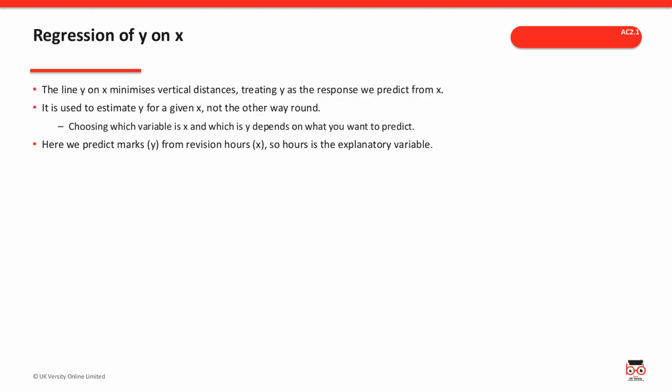One subtlety worth flagging. The line of y on x minimizes the vertical distances, treating y as the thing we're predicting from x, so it's designed to estimate y for a given x, not the other way round. Which variable you make x and which you make y depends entirely on what you want to predict. Here we're predicting marks from revision hours, so hours is the explanatory variable on the x-axis.